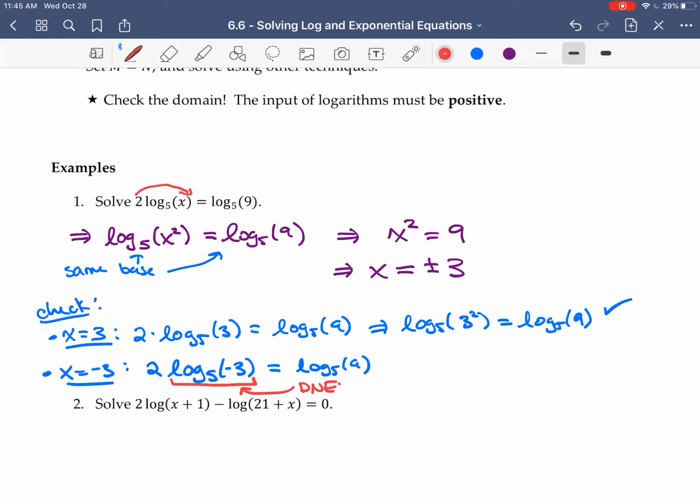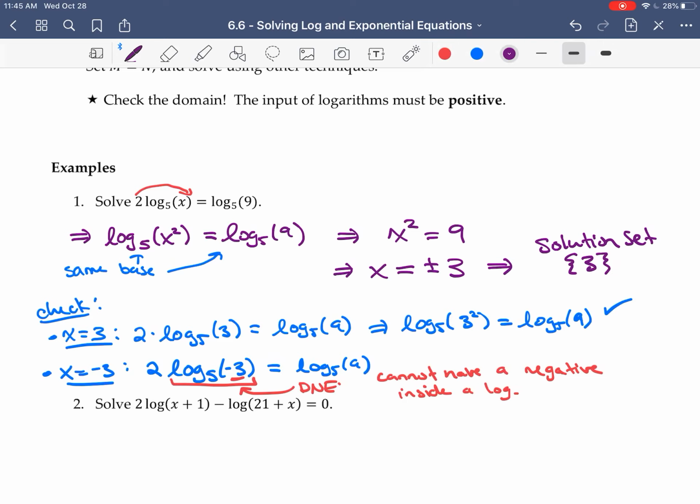So remember, you cannot have a negative inside a log of any base. So the negative 3 is an issue, which means that we don't have the negative 3. The only solution, the solution set, is just 3. I can only have the positive version for my solution.